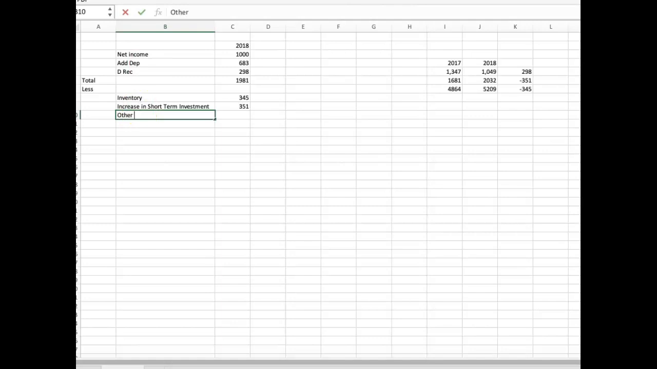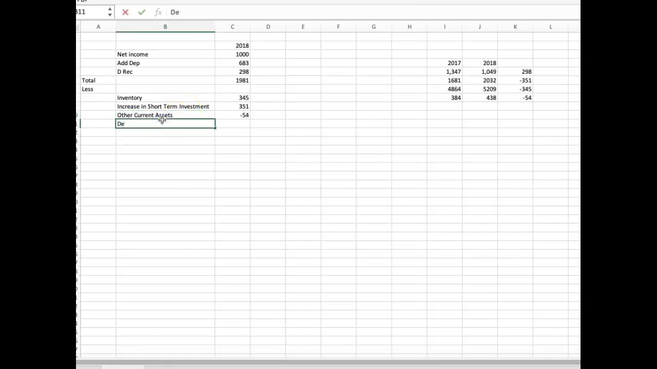I also have other assets, and if we look over here, there's 384 for the other assets and 438. That is negative 54. There we go. Negative 54. All right. So let's see here. I got other current assets. Let's call that other current assets so we can be right.